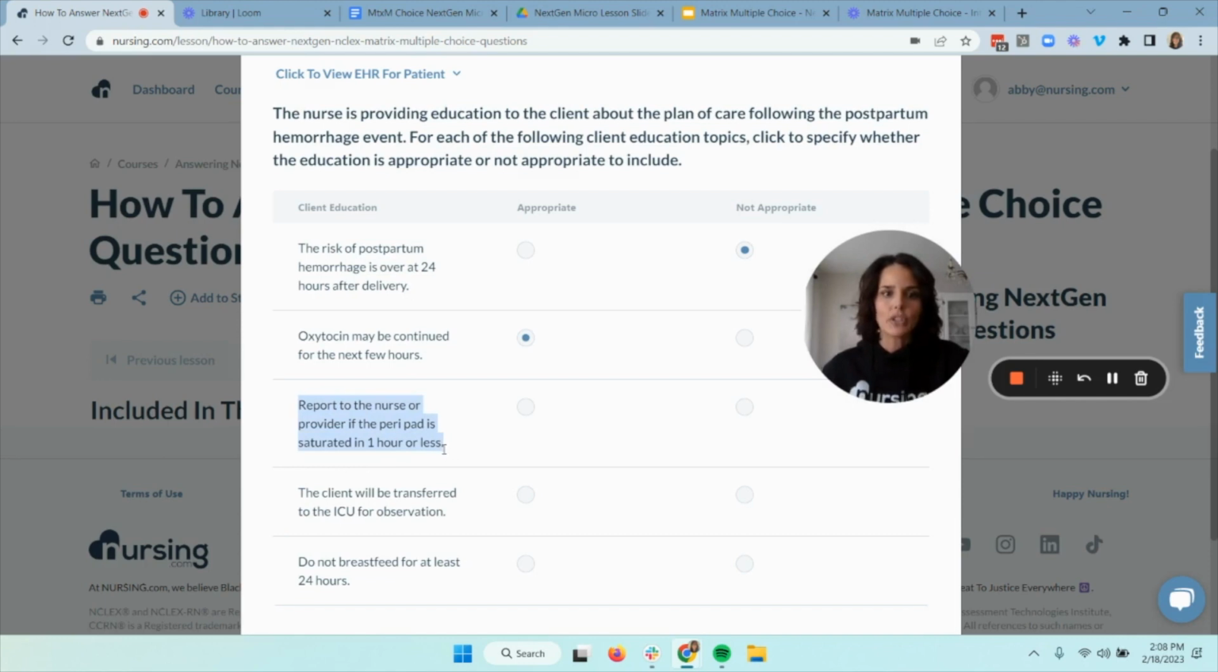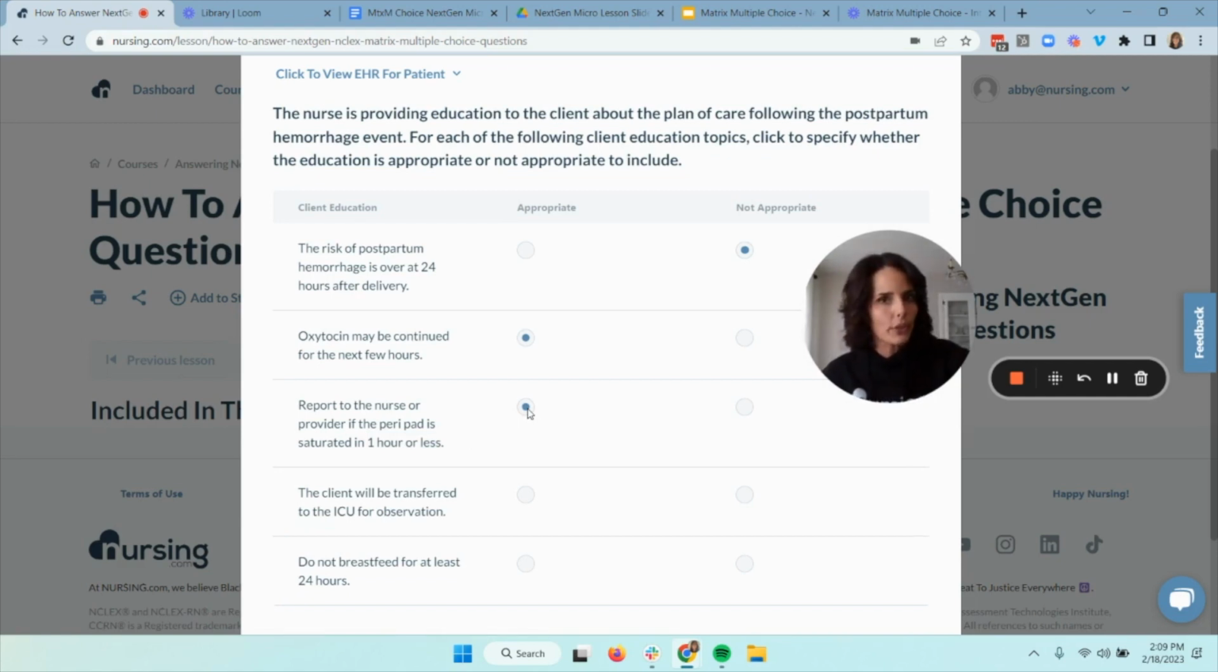This is telling the patient when to report to the nurse and specifically what to look for: if the peri-pad is saturated in 1 hour or less. We know that if it's saturated in that time frame, from what we know about postpartum hemorrhage, that is really too fast and could be an indication of more hemorrhaging. So that's appropriate education.